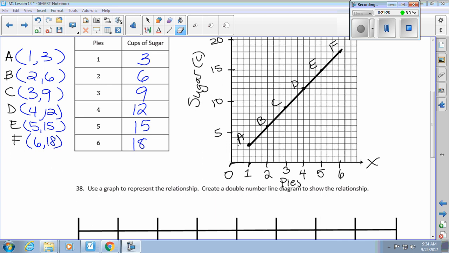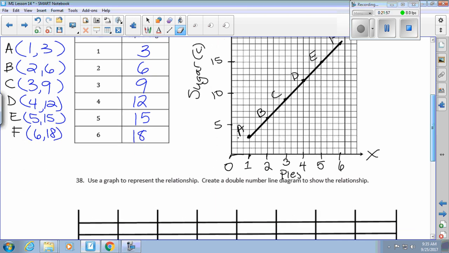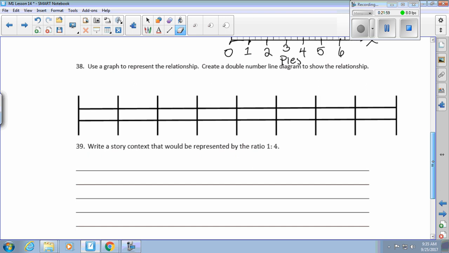I'm looking around, I'm seeing a few people who still have not labeled their x-axis with pies and their y-axis with sugar. So make sure you do that as well. You also need to have these points labeled. So instead of writing the coordinates out, I chose to assign each one a name, A, B, C, D, E, and F, and put those on my graph instead, which is okay as long as I indicate somewhere that was my intention.